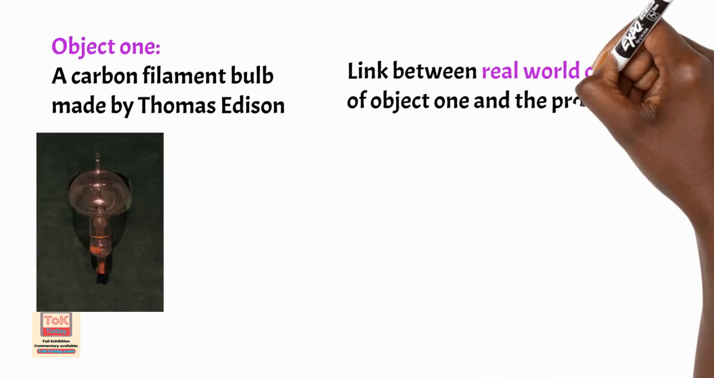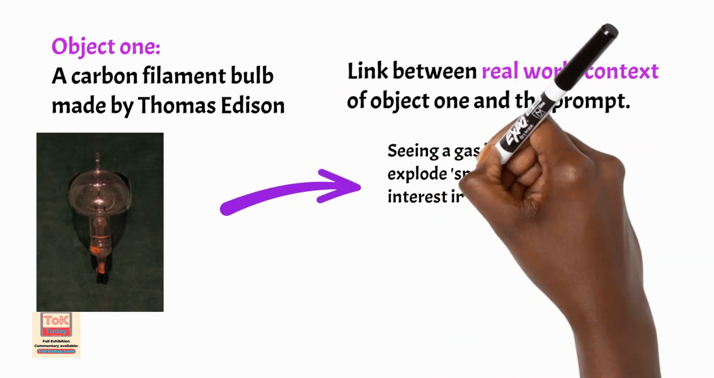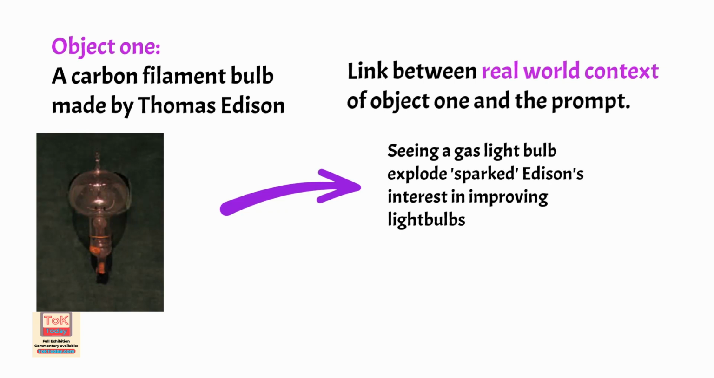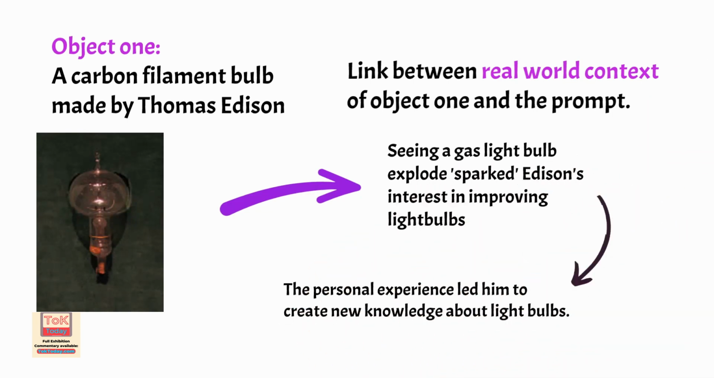So let's have a look at Object 1. And Object 1 is a carbon filament bulb made by Thomas Edison. First of all, we need to look at the real-world context of Object 1 and link it to the prompt. And we're simply going to say that when Edison saw a gaslight bulb explode, this sparked his interest in improving light bulbs. The further link here is that personal experience led Edison to create new knowledge about light bulbs.